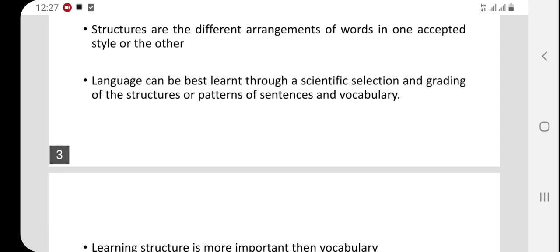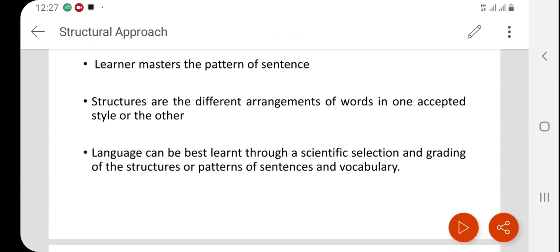There are different arrangements of the words. For example, if I say "Ahmed is here," that is one sentence, and then I say "Here is Ahmed," that is another sentence. So the words are the same, but their places, their arrangement, is changed. But they are not grammatically incorrect, they are actually correct. Like, Ahmed is here or here is Ahmed.